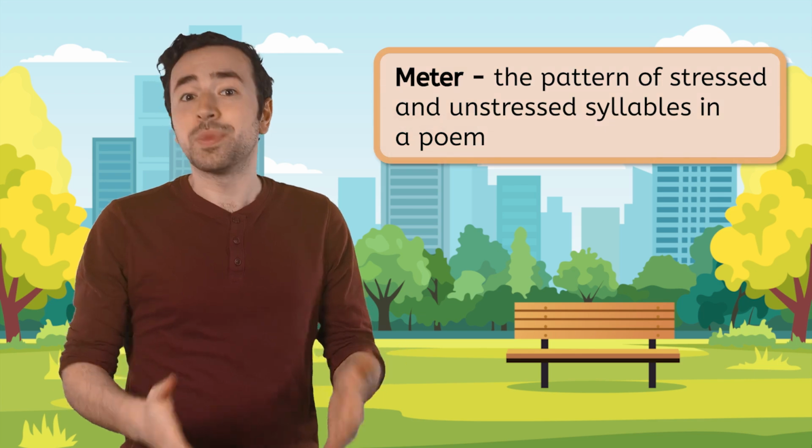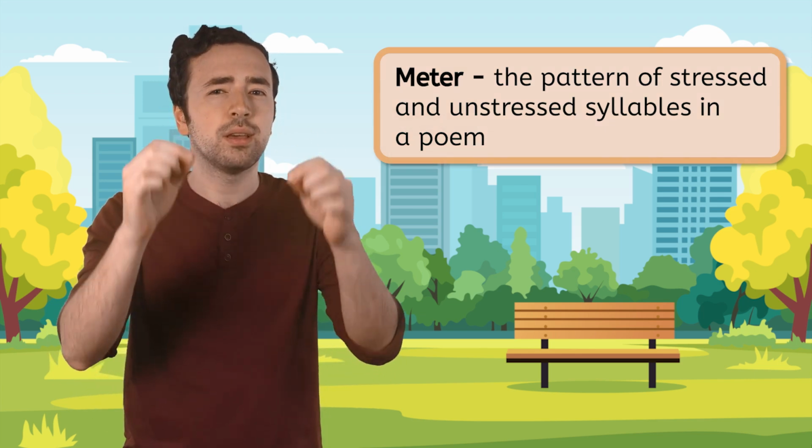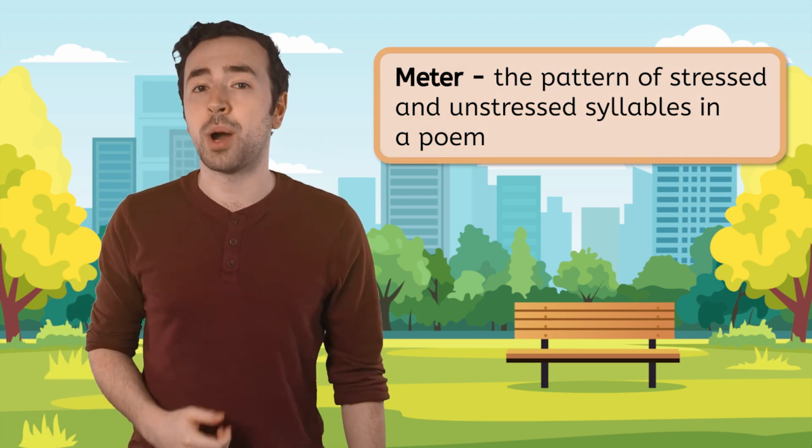That sounded really weird, huh? Meter is the pattern of stressed and unstressed syllables in a poem. I just stressed unusual parts of that sentence so you could really hear it, but we naturally stress syllables when we speak all the time. Take the word happy. We say HAP-py, not hap-PY. We naturally stress the first syllable.